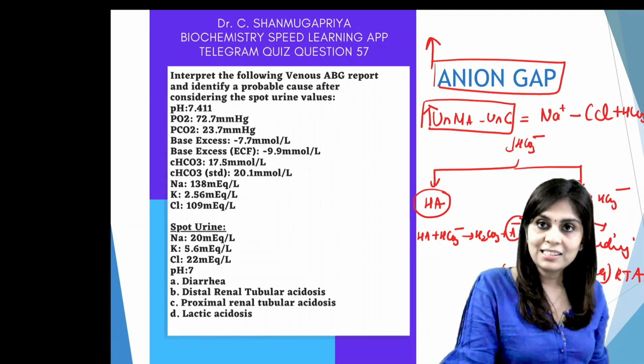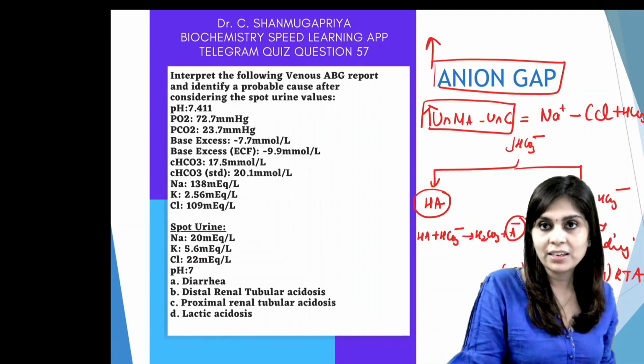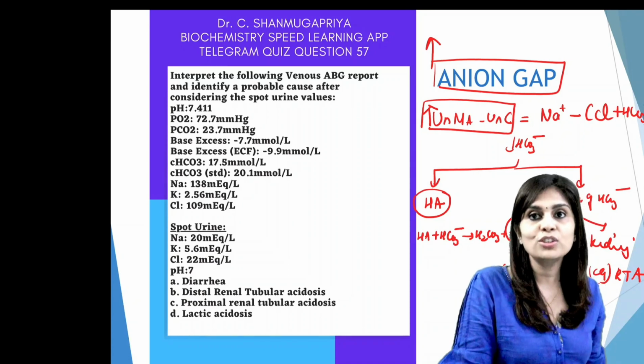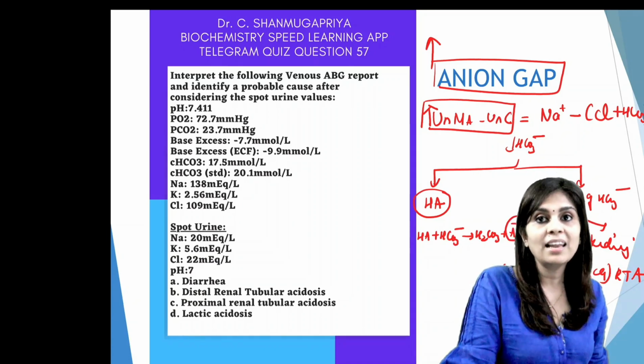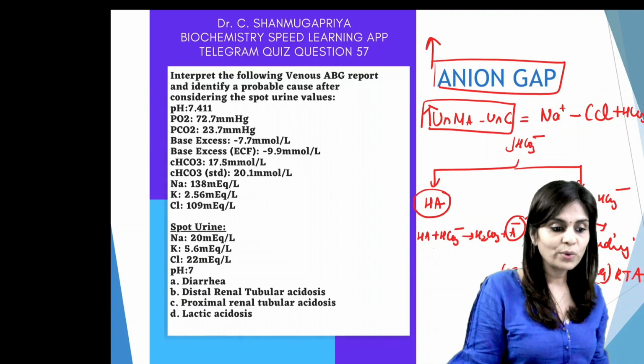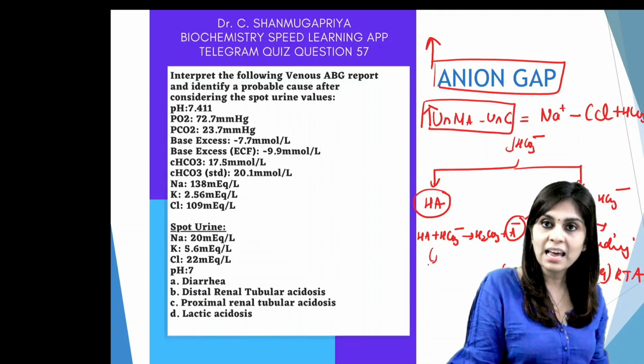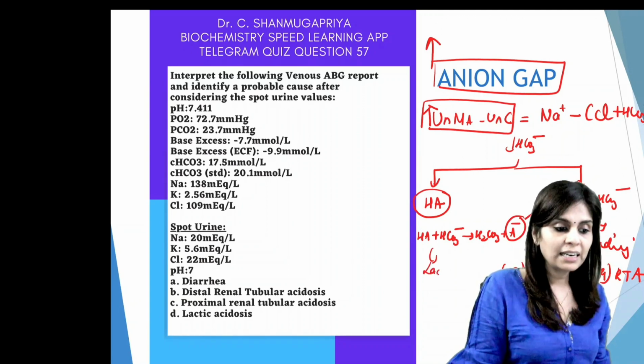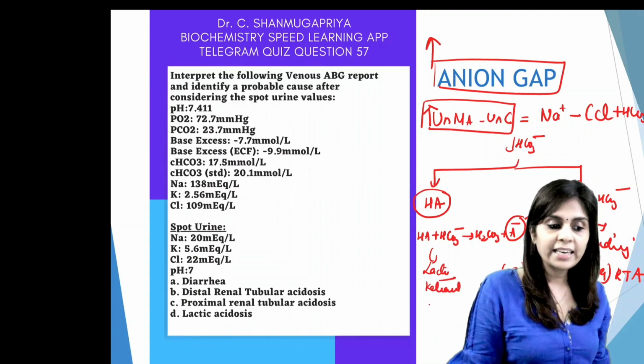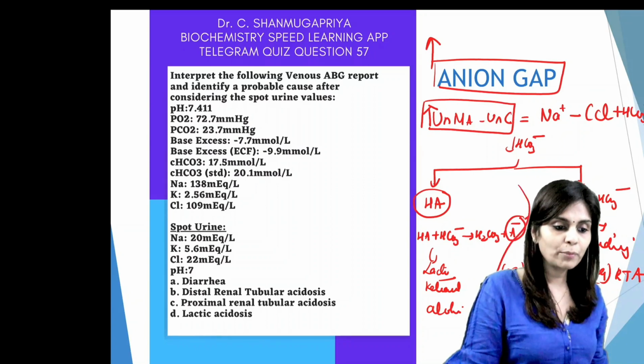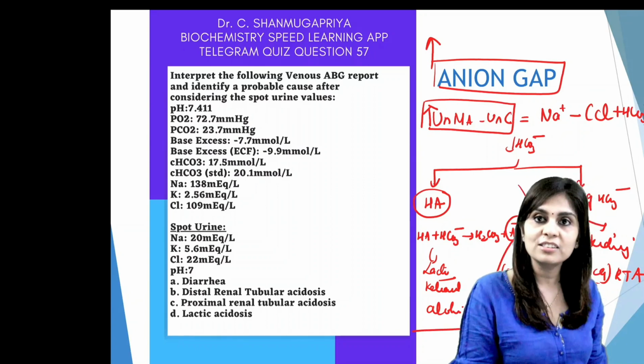So, in a case, if you find anion gap to be elevated, it means it's a metabolic acidosis caused by production of an abnormal acid. Okay, so you have to look for causes of abnormal acid production. It can be lactic acidosis, it can be ketoacidosis, or it can be a metabolite of any alcohol. That is about increased anion gap metabolic acidosis.